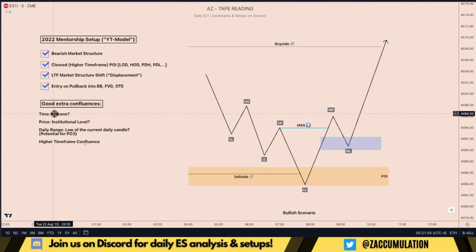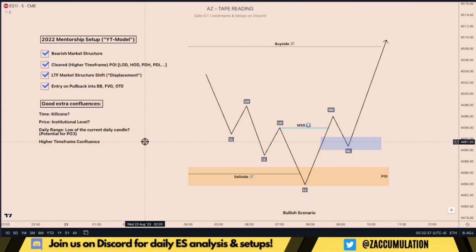So good extra confluences for the setup would be, what time is it right now? Are we inside the New York kill zone? Are we inside the London session kill zone? Are we just prior to the New York Open? Did the YouTube model form just before the New York Open at 9:30 a.m. New York local time? So time also plays a very critical role for the success of this YouTube model. And also price. Are we at a psychological or institutional level? Are we at a major double zero level, for example? I always add that into my extra confluences if I see a YouTube model.